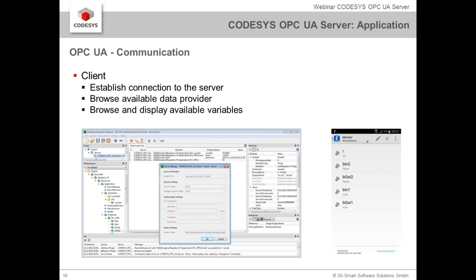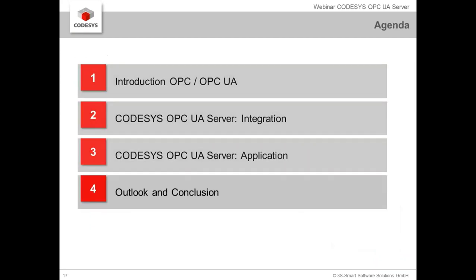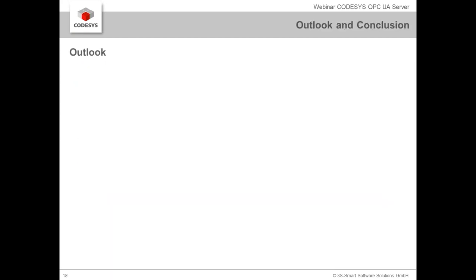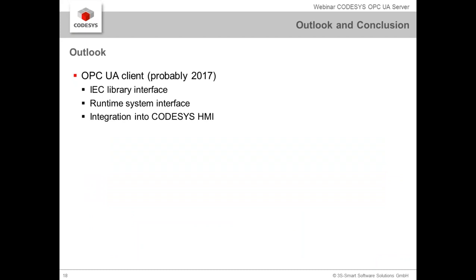And on the other side, the client needs to establish the connection to the server, browse all available data providers, so there might be different data providers and different available variables, and then we can show them and monitor them. Of course, in this case, this is not a real visualization, it's just a test or demo tool in order to see whether the communication is working, but it would work in the same way with any OPC UA client. Let's come to the end, a short outlook.